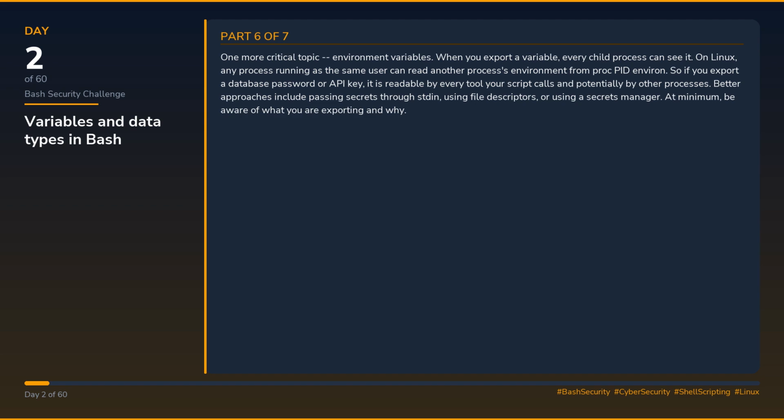When you export a variable, every child process can see it. On Linux, any process running as the same user can read another process's environment from /proc/PID/environ. So if you export a database password or API key, it is readable by every tool your script calls and potentially by other processes. Better approaches include passing secrets through stdin, using file descriptors, or using a secrets manager. At minimum, be aware of what you are exporting and why.